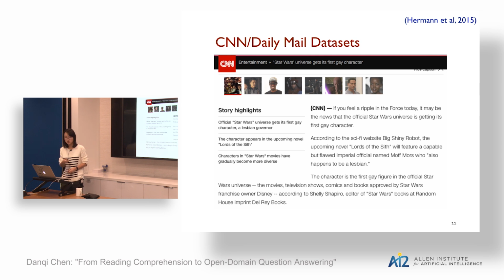And they choose a story highlight and take this as a question, and then black out one entity in this story highlight. So the hypothesis is that if a machine reading comprehension system is able to understand this article, it should be able to predict this missing entity.